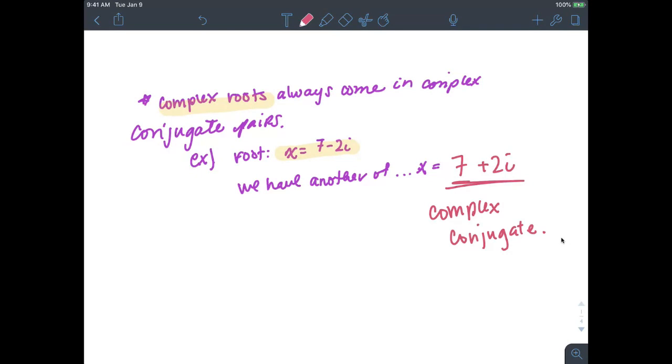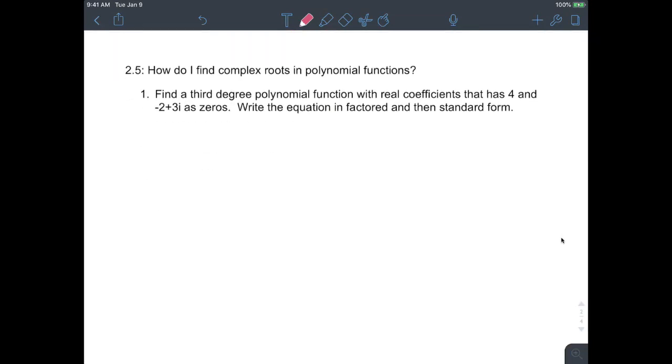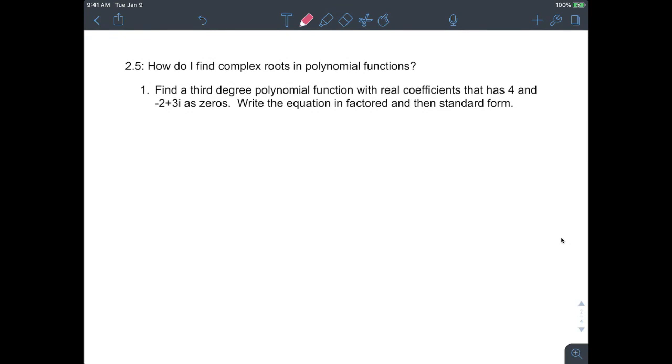Okay, let's do some examples. All right, so we're going to write the equation of a polynomial with roots of 4 and negative 2 plus 3i. We're going to write them in factored form and then in standard form.